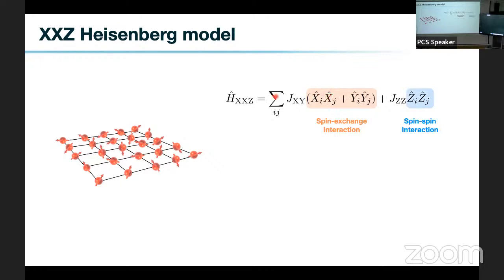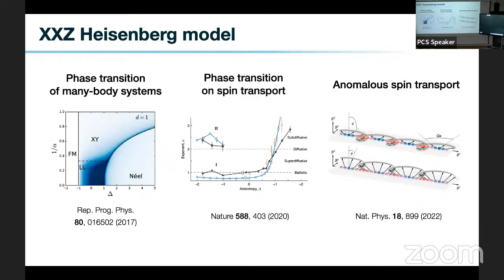And for this spin-spin interaction, the JZZ interaction, this makes the Larmor frequency of the first spin affected by the other spin's state. So it just changes the rotating spin. This Heisenberg model has been an important workhorse to study many-body physics. It has been used for studying phase transitions of many-body systems or of spin transport, and it is used to reveal anomalous spin transport.